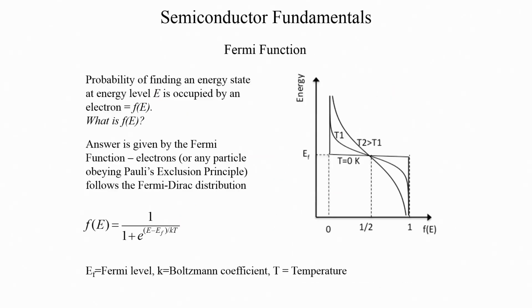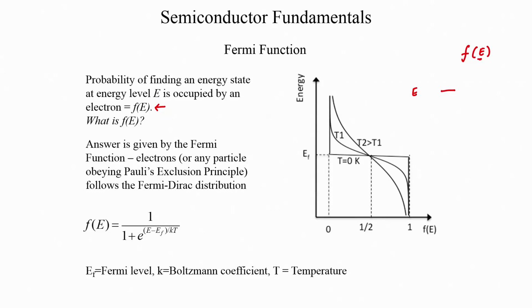So, the probability of finding an energy state, which is basically a solution to Schrodinger's equation. If you have a state at some energy E, there is a certain probability that the state is occupied with an electron, and that probability is defined by the symbol f of E. It is a function of energy, so it depends upon the energy, and we call it f of E. So, what is f of E?